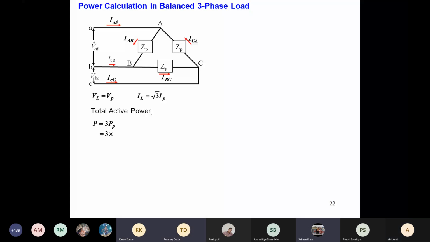We are not considering the generator phase voltage here. No, the generator is there. Without the generator, there cannot be a load. So from the generator, these small a, small b, small c terminals are coming out, and this is the line voltage that is available to be applied across the load. So this line voltage magnitude is equal to the phase voltage magnitude for the delta connected load.